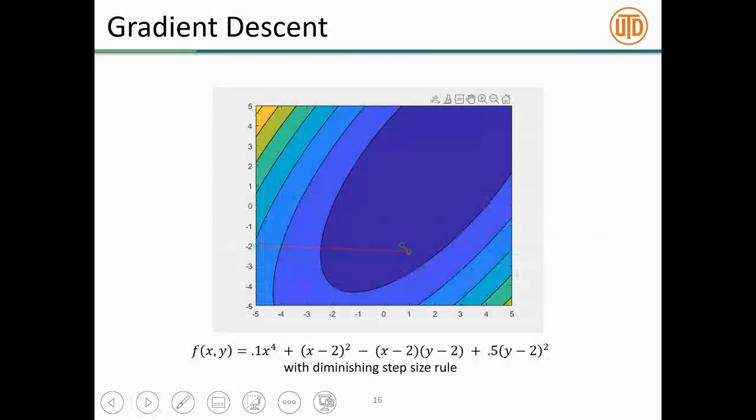Okay, let's see some pictures. So I put together some simple illustrations. Here is a bivariate function. What's being shown here are the contour lines of this two-dimensional function. Its minimum is in this dark purple region, and the function is almost quadratic, not quite. It's got this x to the fourth term, which is making it non-quadratic. The first thing I'm showing here is the gradient descent method with a diminishing step size rule. This would have been our classic approach to solving a problem like this, right?